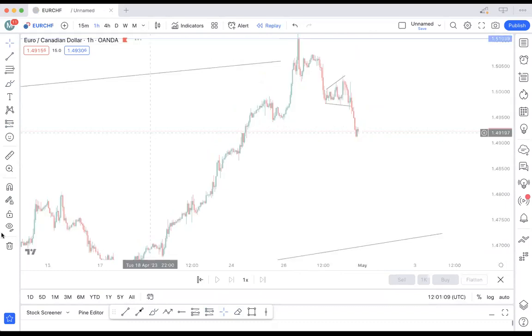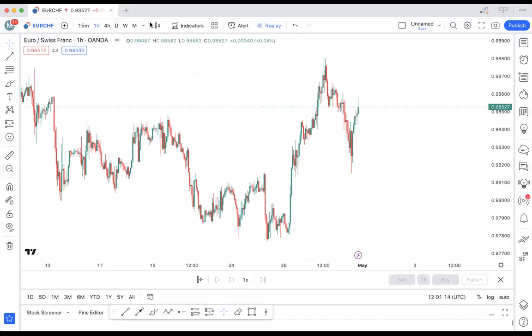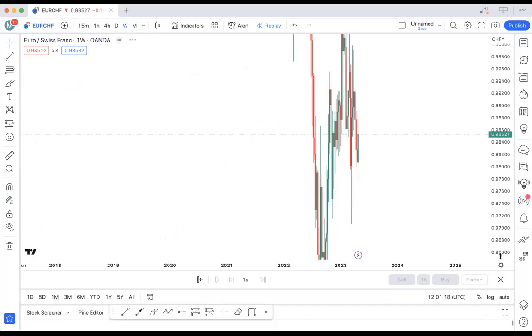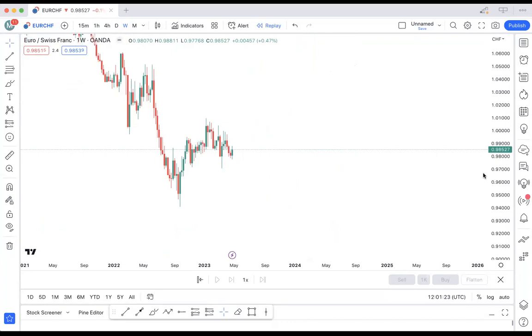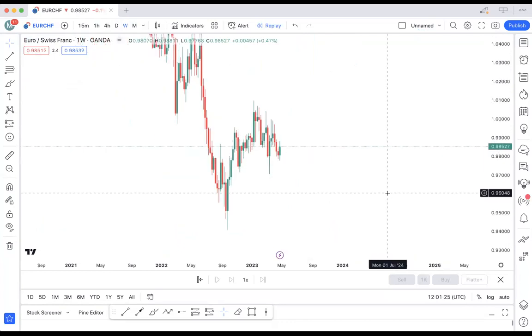Now on to our next pair, which is Euro over the Swiss franc. Let's jump on our weekly. This one on the weekly is not giving me anything much to say whether we are looking for buys or sells. So we have to skip this pair.